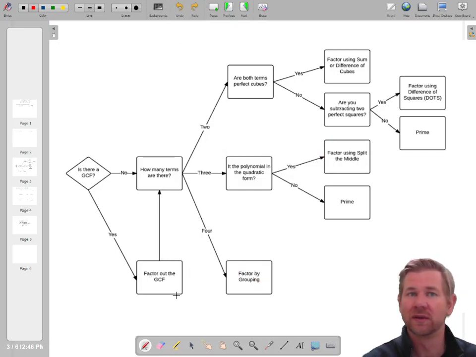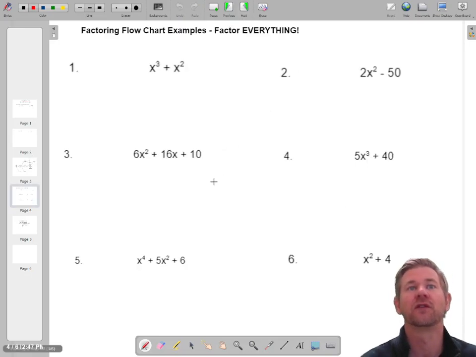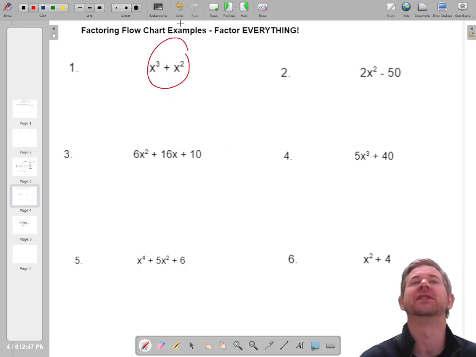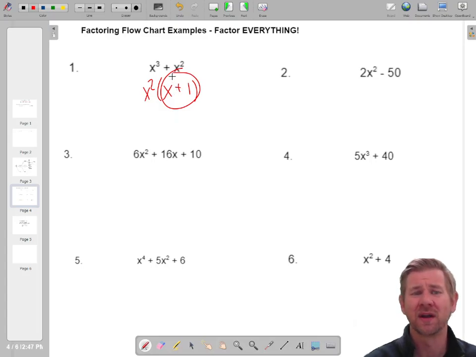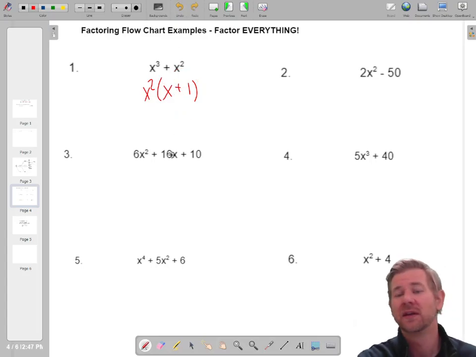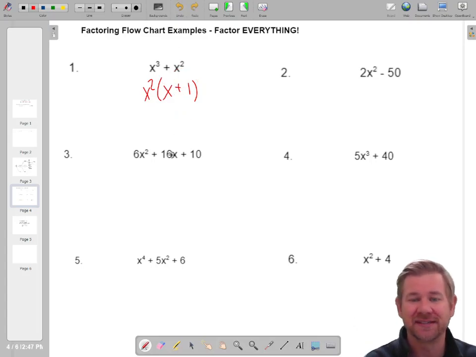Okay, we always look for GCF. So for the first problem, we're going to say, is there a GCF? And the answer is yes. These are both x squareds. And x squared times x gives you x cubed, and then times 1. This is degree 1, you're done. You can't do anything else. So in that problem, it was just GCF. That was the only thing you could do.